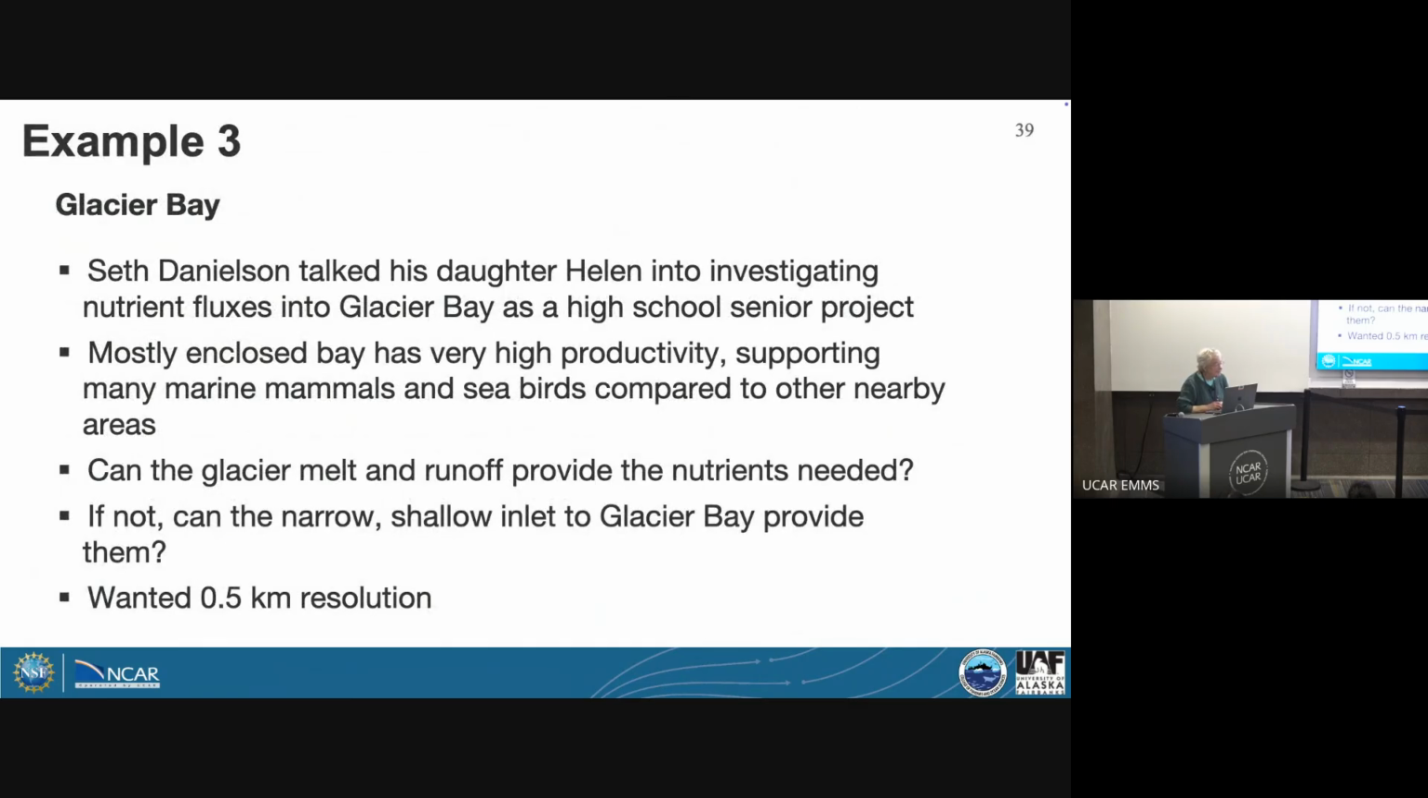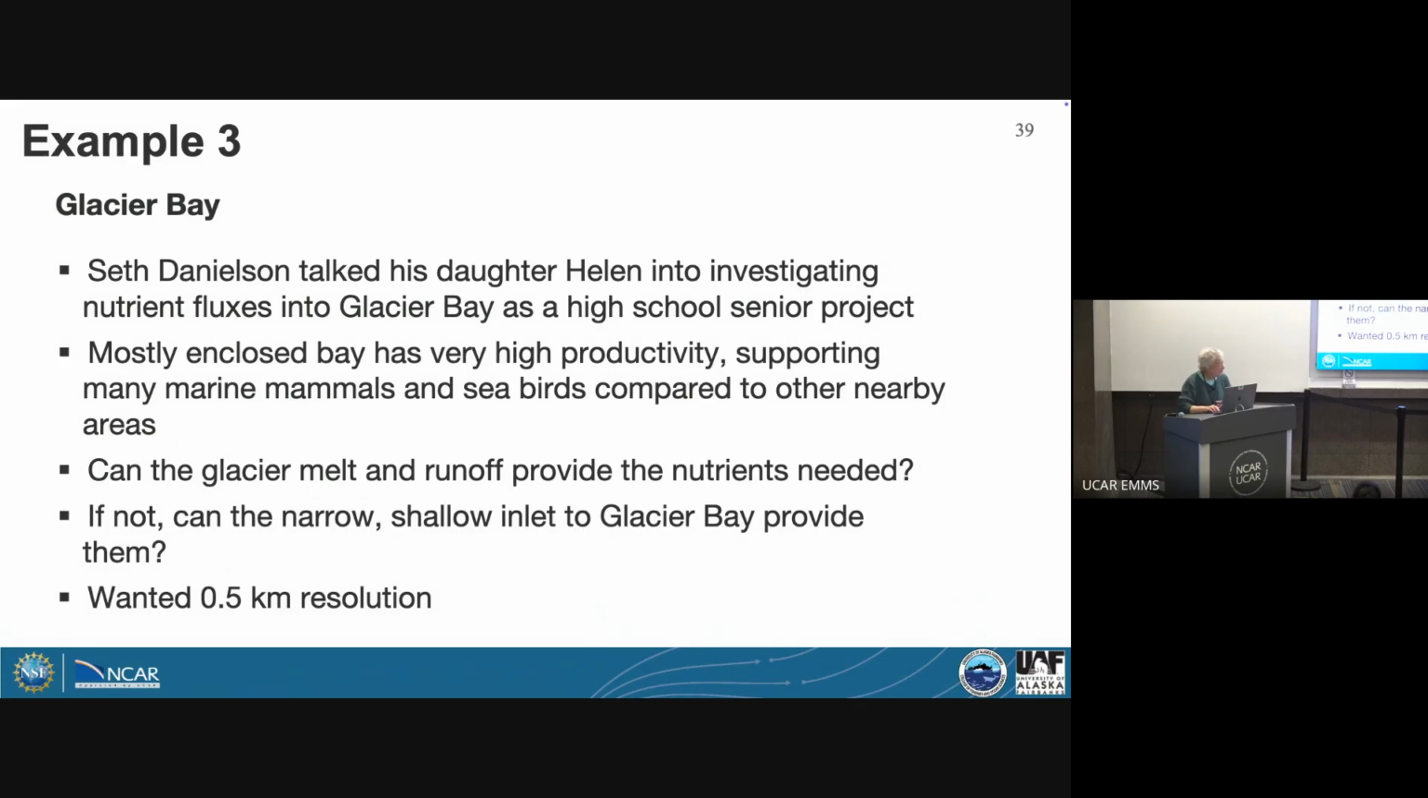My last example is a Glacier Bay domain. Seth Danielson talked his daughter Helen into investigating nutrient fluxes into Glacier Bay as a high school senior project. It's a mostly enclosed bay that has very high productivity, which is why it's a national park, because it's got lots of marine mammals and birds and so on, more than the nearby fjords. So the question is, can the glacier melt and the runoff provide the nutrients needed to support all this productivity? And if not, can those nutrients be coming in from the Pacific Ocean?